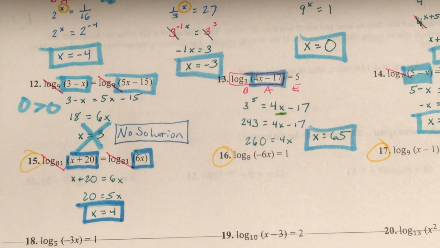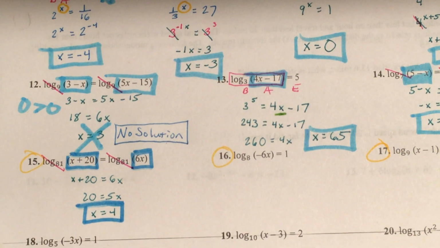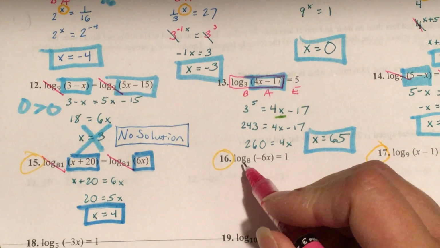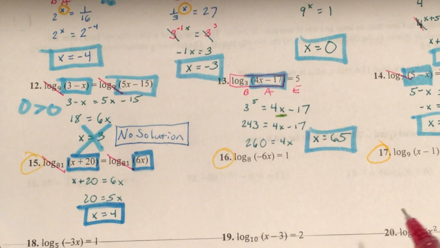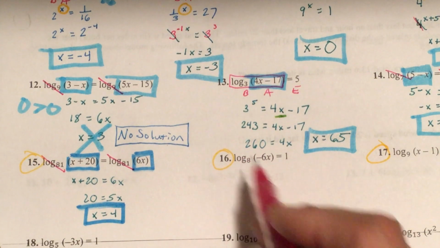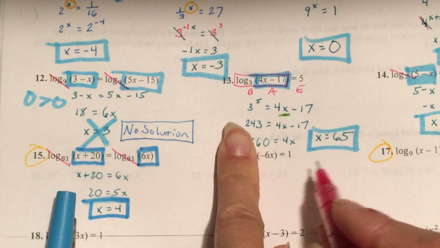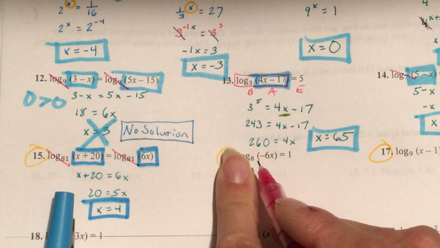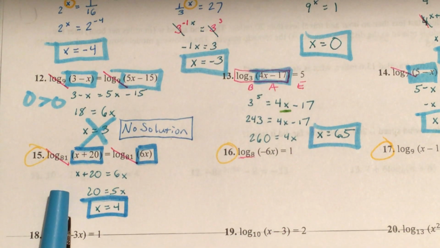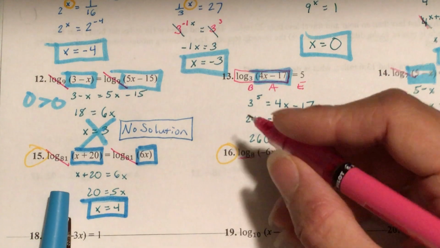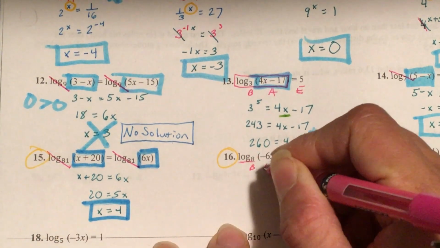Now looking at number 16, we see that it is a logarithmic equation, and since there is only one log here, we are going to write it in exponential form. So again, folks, don't just think, oh, I'm just going to cross off that log and say negative 6x equals 1, because since there isn't a log on the other side, there is nothing for us to cross off. So anytime you just have a single log, you must write it in exponential form.